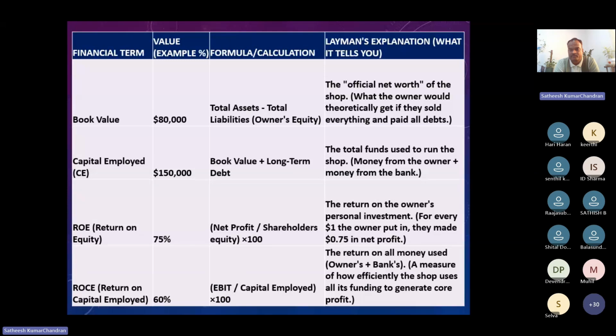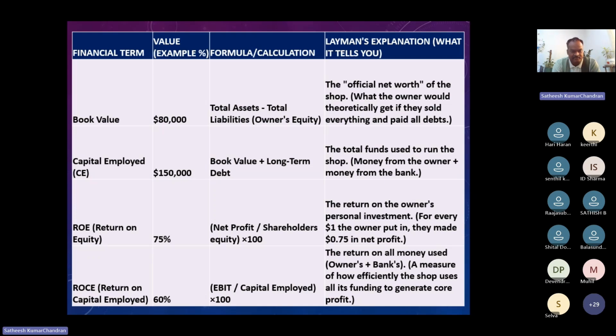So for every $1 the owner is putting, if he is getting 0.75, that means 75% is the ROE. If he is getting $0.2 out of $1, that is 20% ROE. If he is getting $0.3 out of $1, even converted into 1 rupee also, so he is getting 0.3 out of 1. That is 30% of ROE.